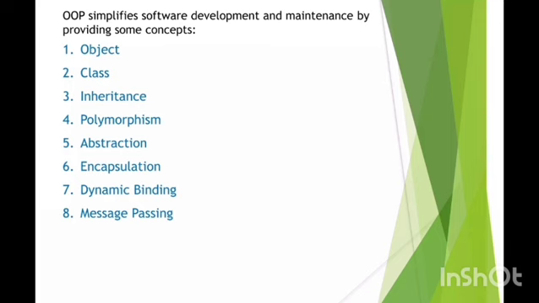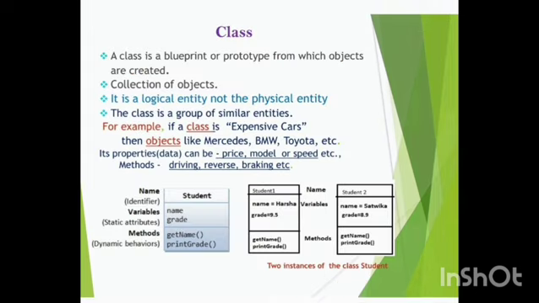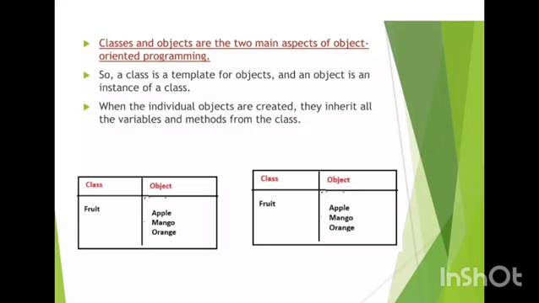So first is object. Already we saw about that. An instance of a class is known as an object. Objects are the basic runtime entities in an object-oriented system. So here, a class is a blueprint or prototype from which objects are created. It is a collection of objects. It is a logical entity, not a physical entity. The class is a group of similar entities. For example, if a class is expensive cars, then objects are like BMW, something like that.